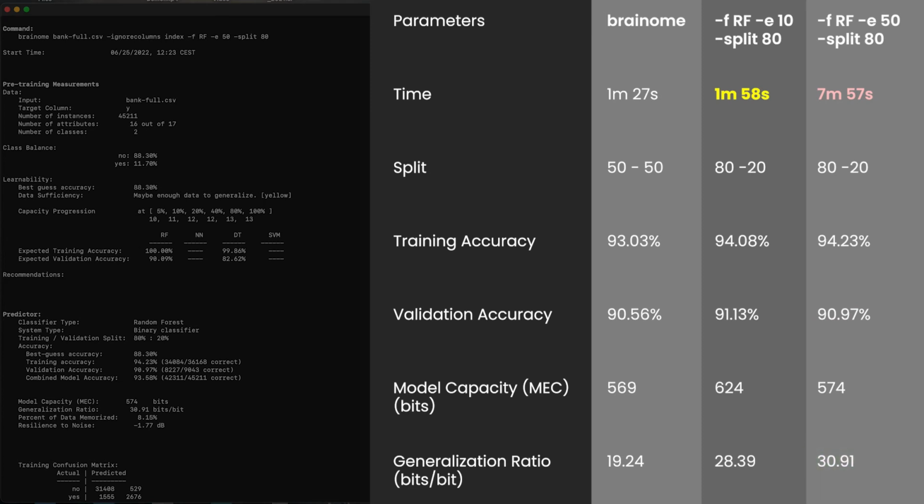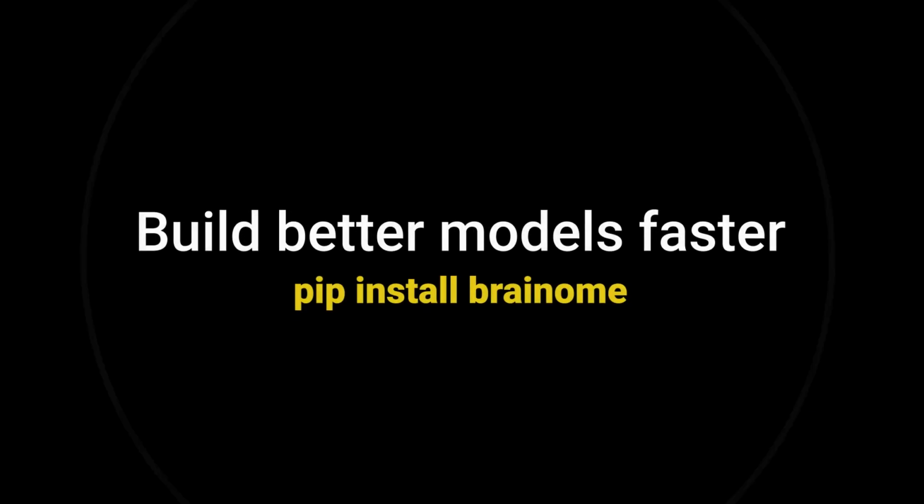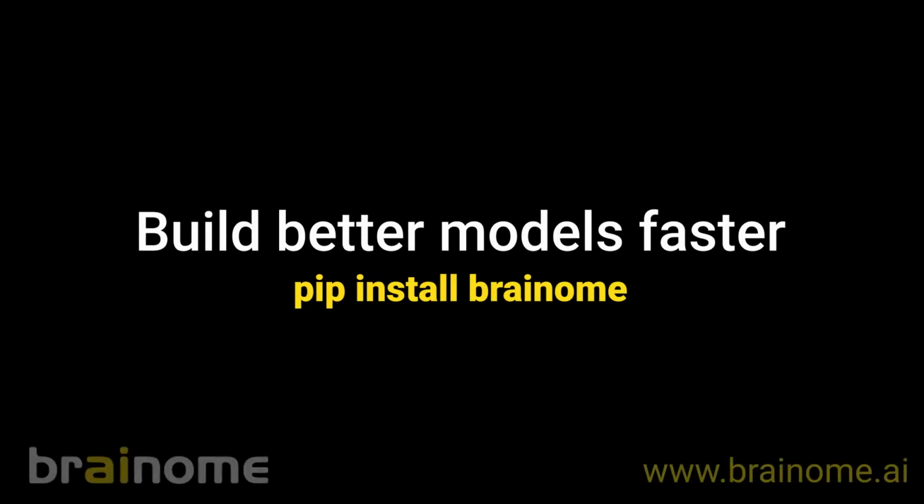If you don't expect much data drift or you will retrain frequently, go for the model with a better accuracy. If you do expect to see data drift or less frequently train, go for the more resilient model, the last model. Get started with pip install Brainome and try a dataset on your own.